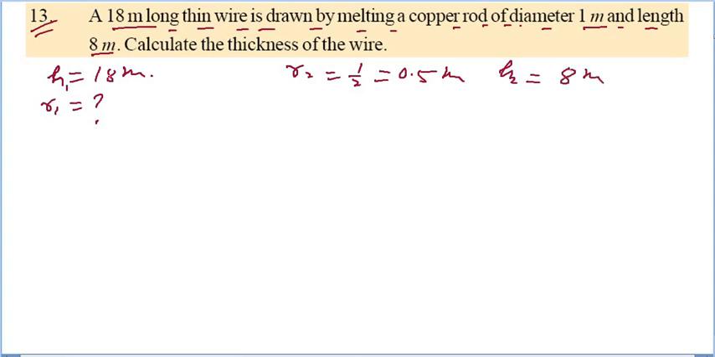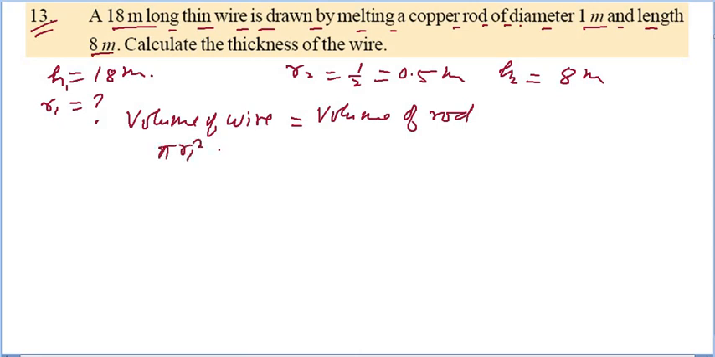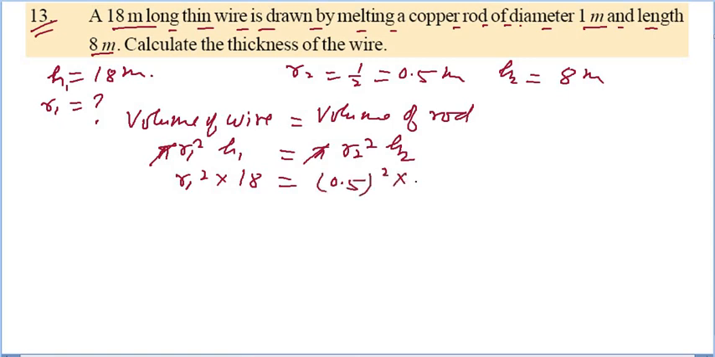Now we want to find the radius of the wire. How can we find the radius? In this case, the volume of wire is equal to the volume of the rod. So the volume of wire, pi R1 square H1, equals pi R2 square H2. Now pi will be cancelled out. Put the values: R1 we don't know, H1 is 18, R2 is 0.5 whole square, and H2 is given as 8.